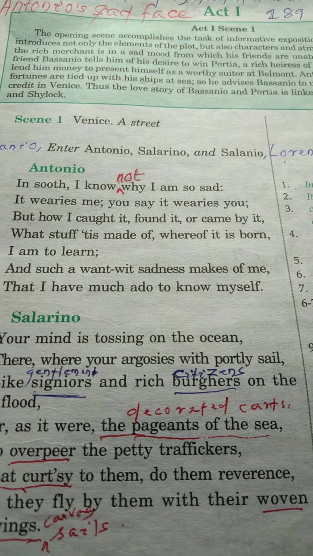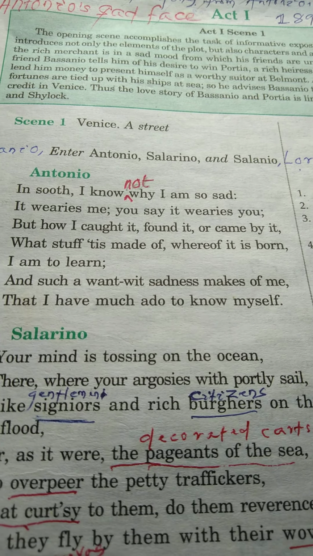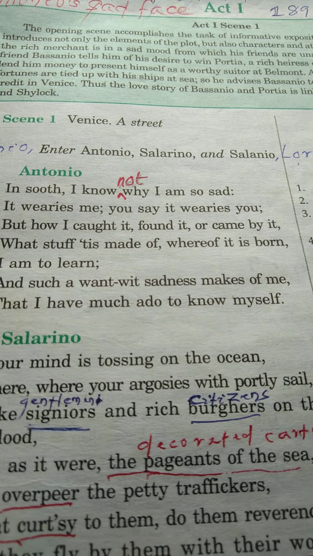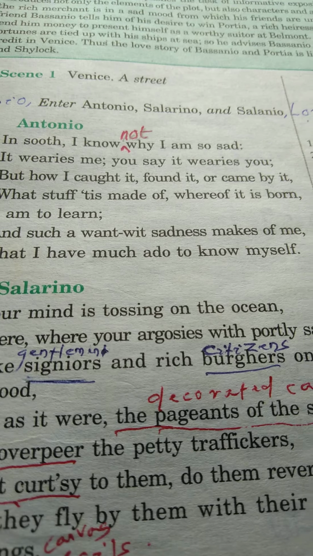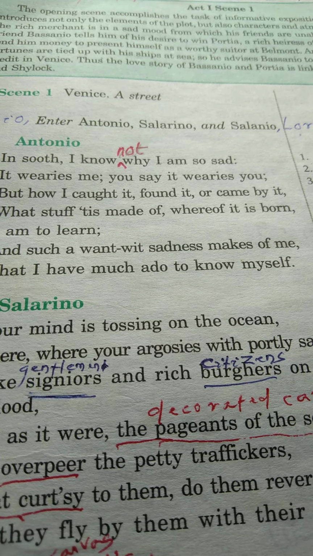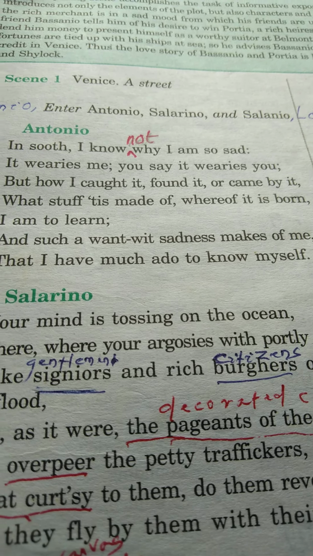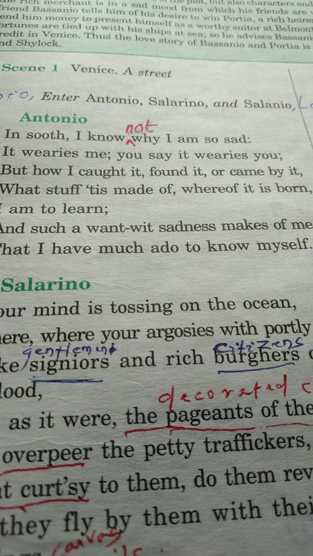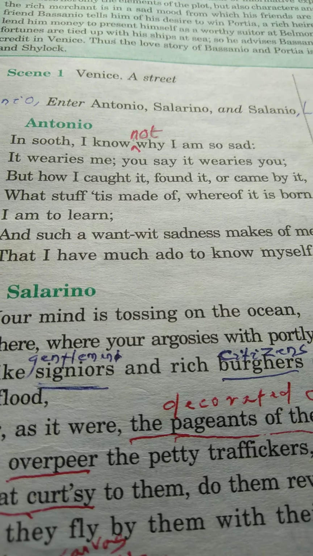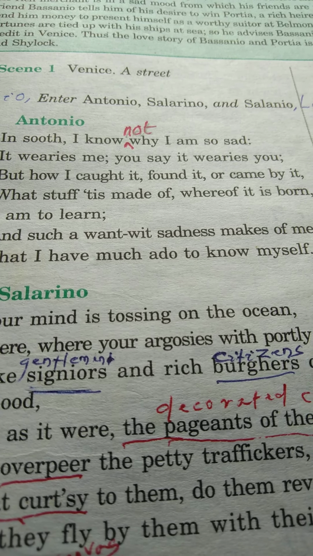In Act 1, Scene 1, the main characters as you come across are Antonio, Bassanio, Salarino, Salanio, and Lorenzo. This scene has taken place in one of the streets of Venice.